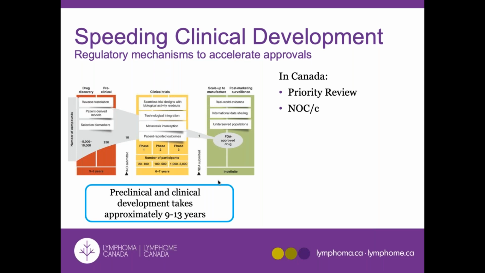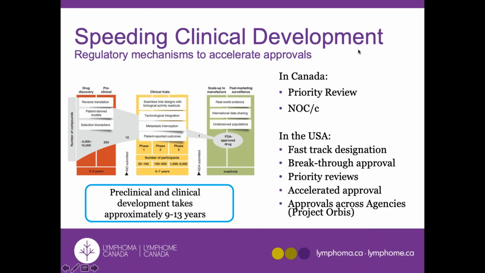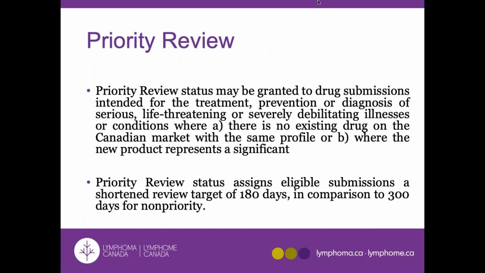In Canada, the important mechanisms are priority review and NOC/c. In the United States, there's been fast track designation, breakthrough, priority reviews, and accelerated approval, and then there are approvals across multiple countries. All of these are mechanisms that have been put in place to help those who conduct the clinical trials, the investigators, the clinicians, the pharmaceutical companies, develop their drugs quicker. So priority review.